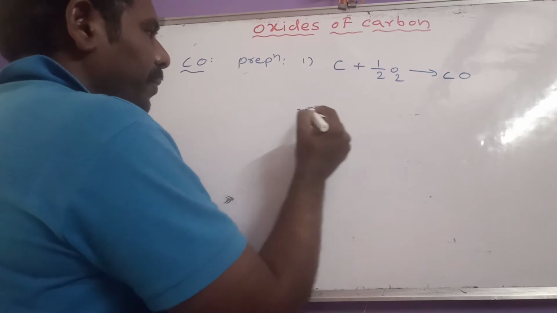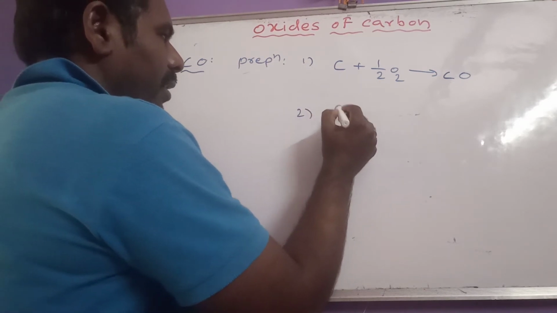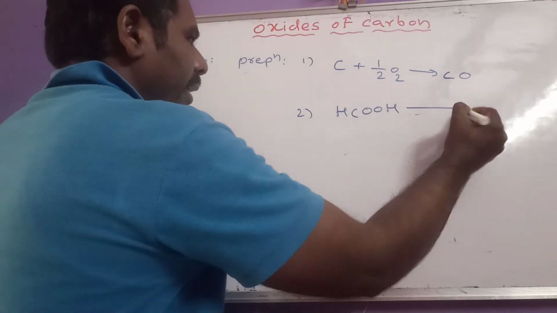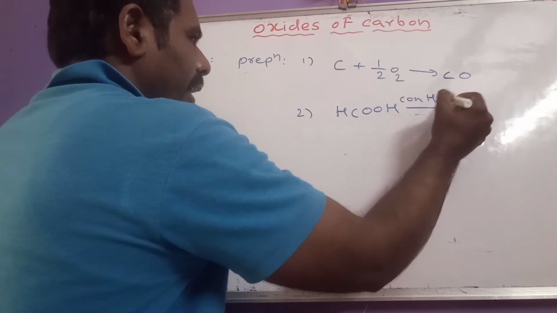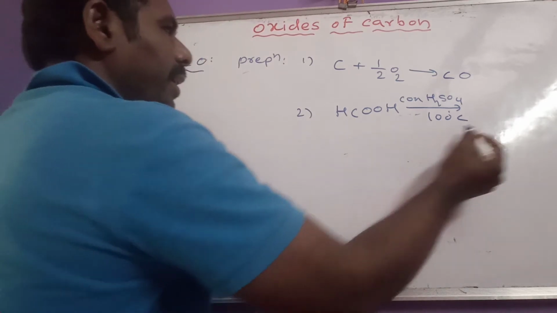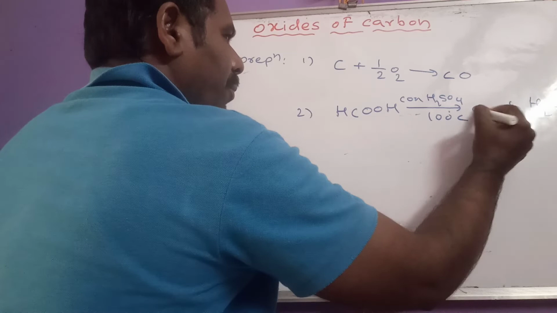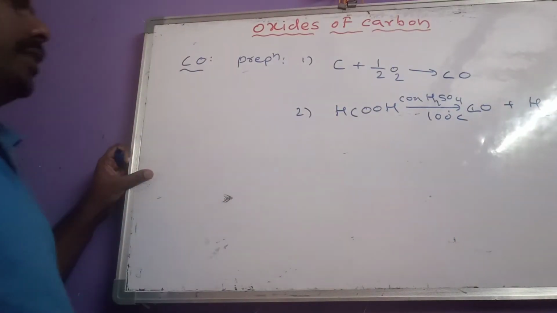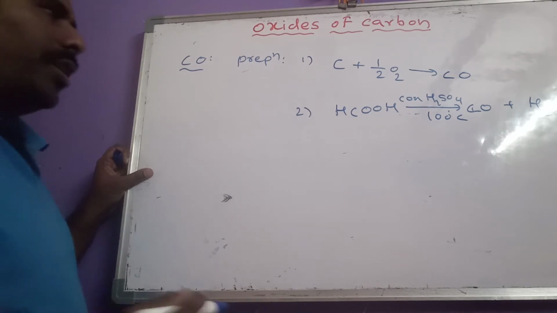Second one, by the dehydration of formic acid, HCOOH, using concentrated sulfuric acid at 100 degrees centigrade. Formic acid undergoes dehydration and produces carbon monoxide. So this is another preparation for carbon monoxide.